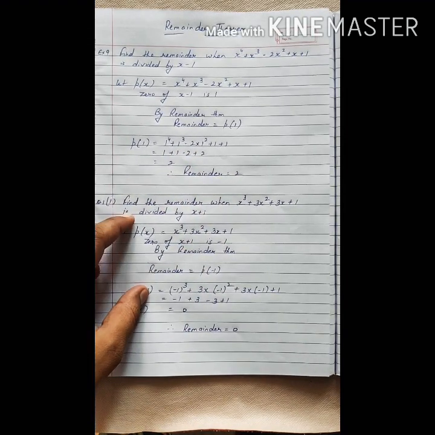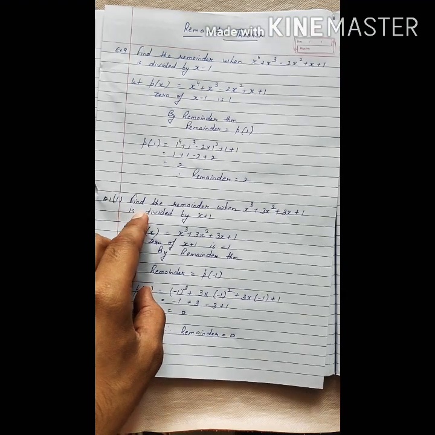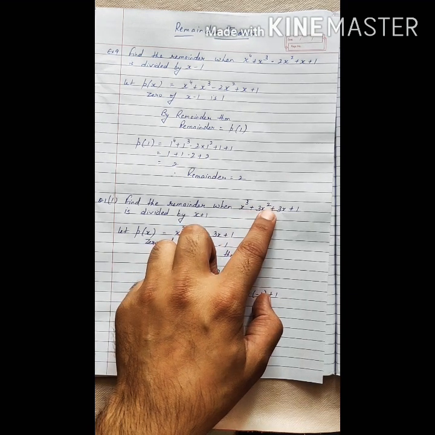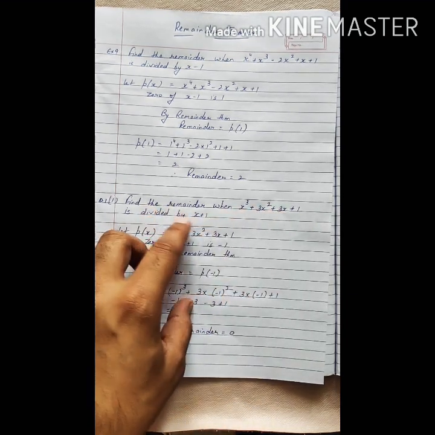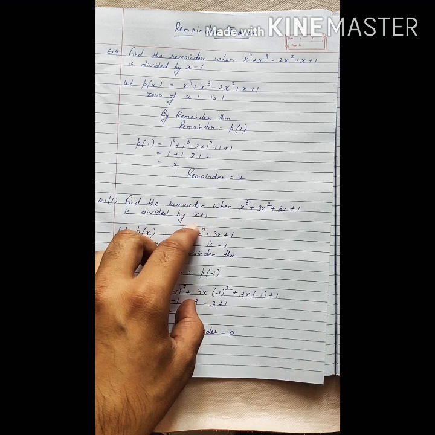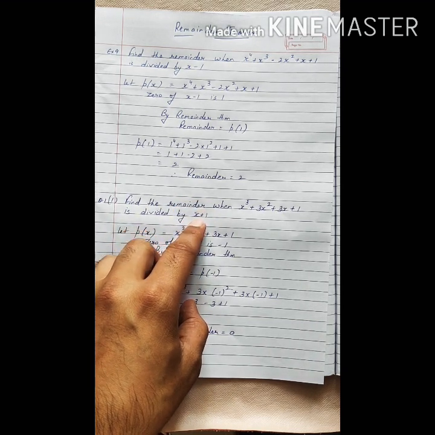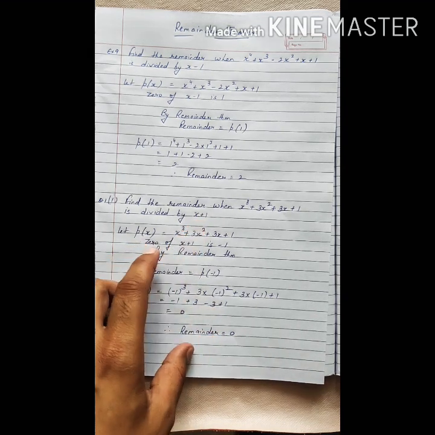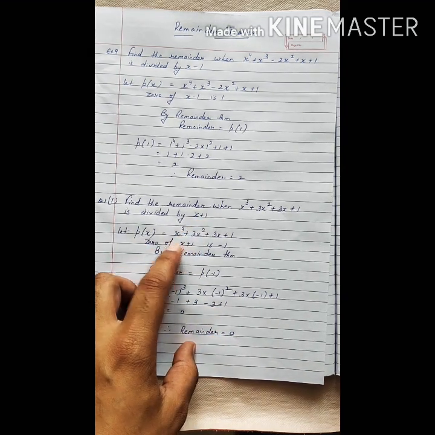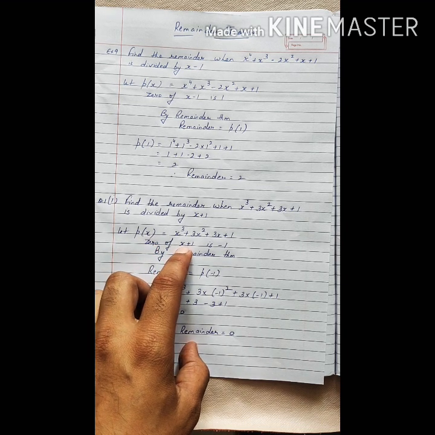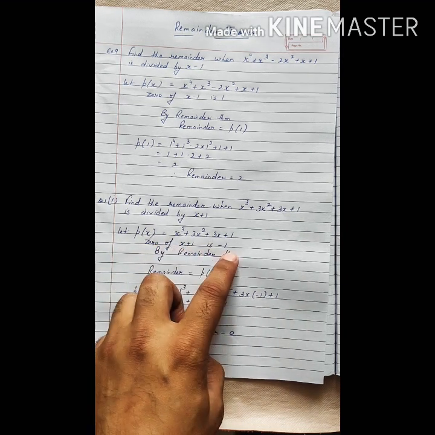Similarly, we can do another question by the remainder theorem. We are taking the polynomial x cube plus 3x square plus 3x plus 1 divided by x plus 1. This x plus 1 must be linear. Here you are seeing the power of x is 1, so it is linear, so we can apply the remainder theorem. For that, we have to find the zero of this divisor x plus 1. So zero of x plus 1 is minus 1.